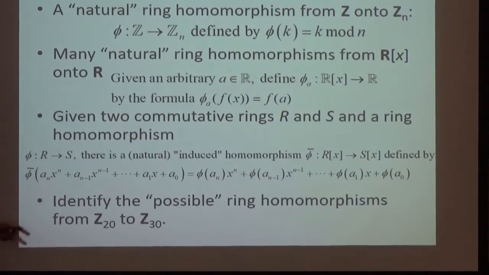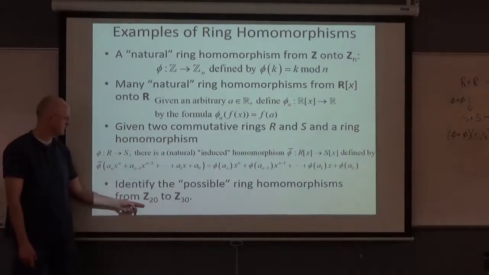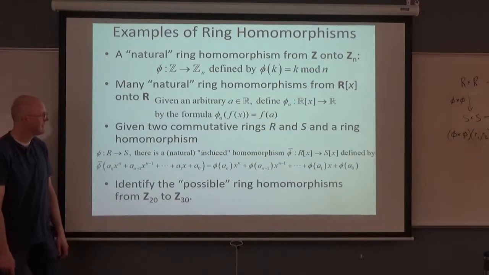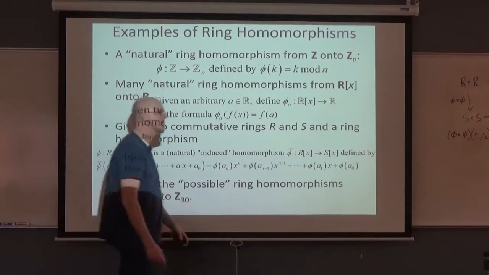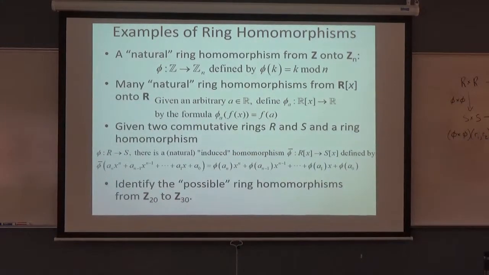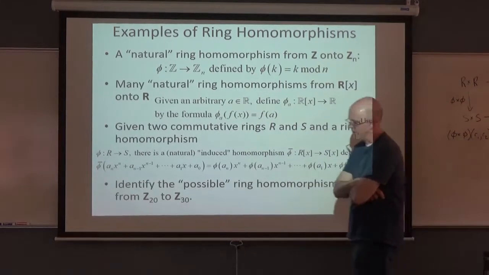There is an exercise where you are going to identify the possible ring homomorphisms from, for example, Z20 to Z30. That's one of your completion problems for Monday. I was going to go over it here, but I don't think we have time. I will give you a little hint about it here, though.